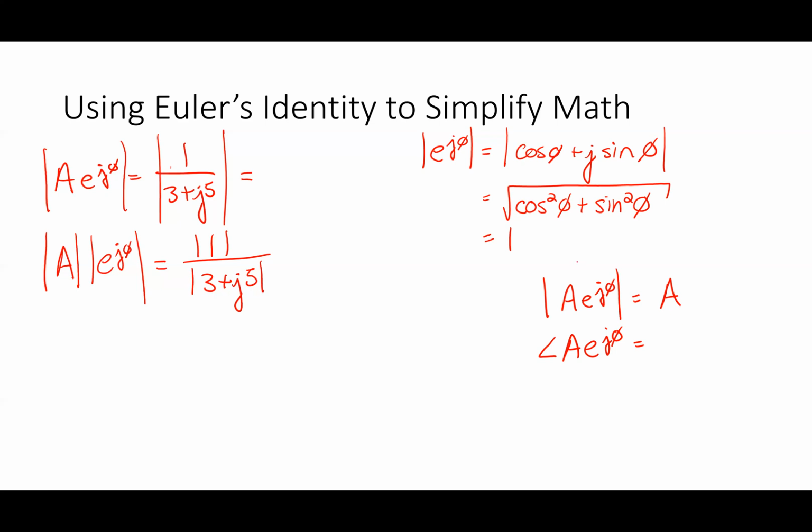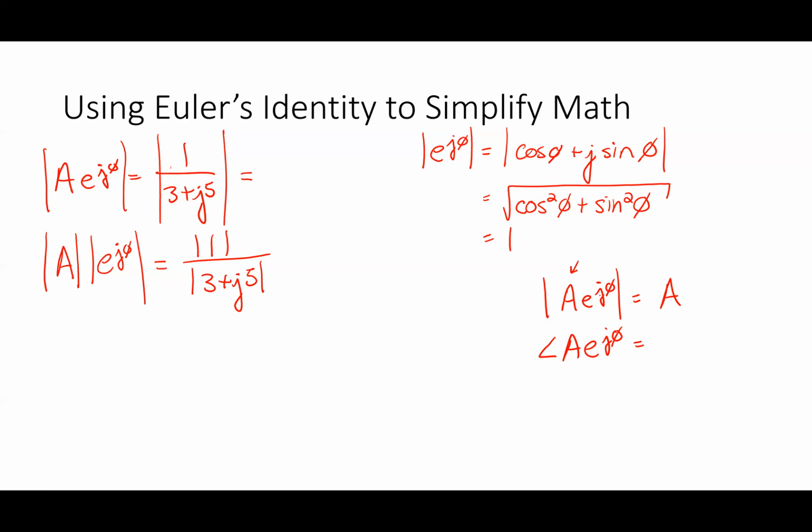What is this number here, this magnitude? If I put a magnitude in front, what's the magnitude always going to be? It's going to be a real number, and it's always going to be positive, right? So what's the angle of it?